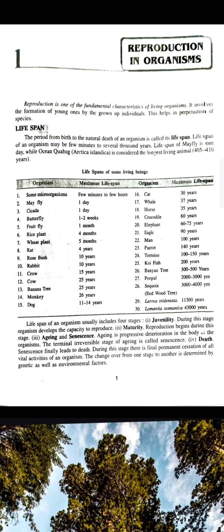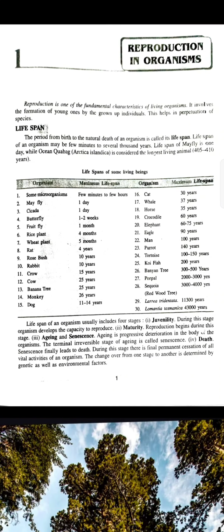Next is cicada 1 day, butterfly 1 to 2 weeks, fruit fly 1 month, rice plant 4 months, wheat plant 5 months, rat 4 years, rose bush 10 years, rabbit 10 years, crow 15 years, cow 25 years, banana tree 25 years, monkey 26 years, dog 11 to 14 years. If we talk about the cat, it is around 30 years, whale 37 years, horse 35 years, crocodile 60 years, elephant 60 to 75 years, eagle 90 years, and man is 100 years. And the parrot 140 years.